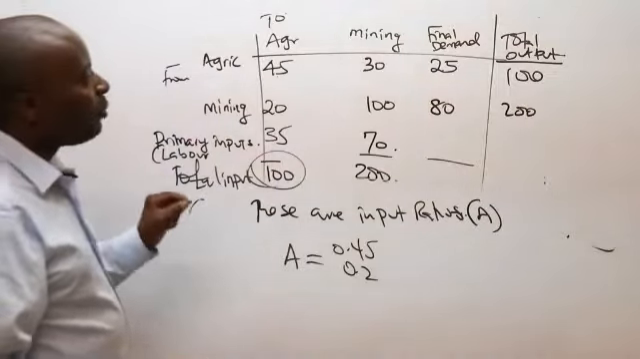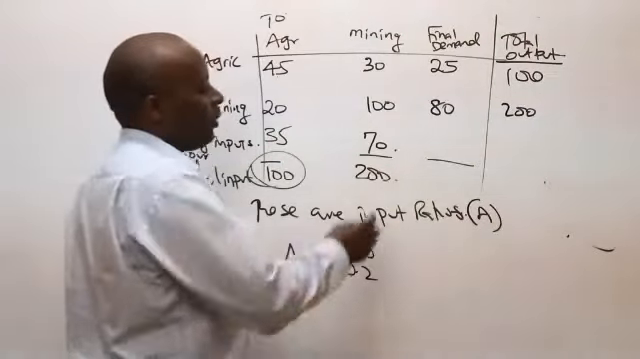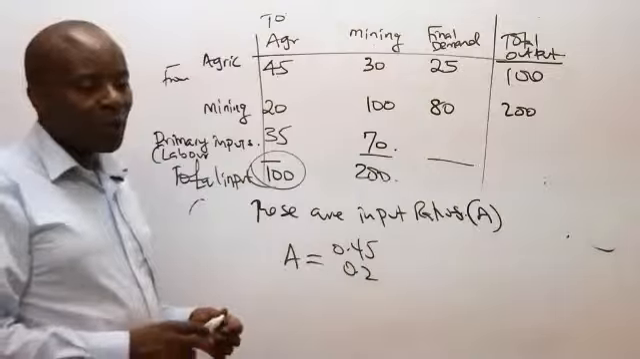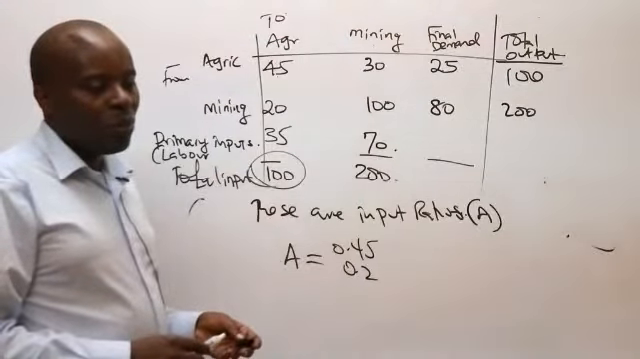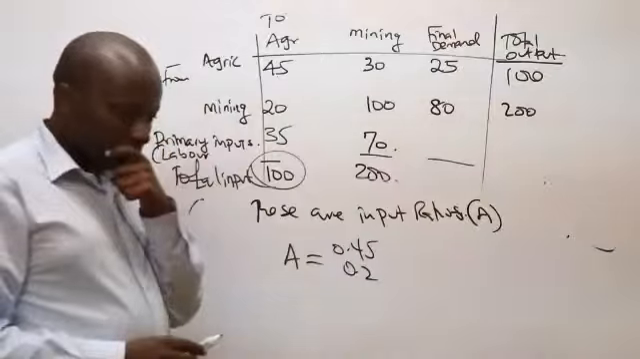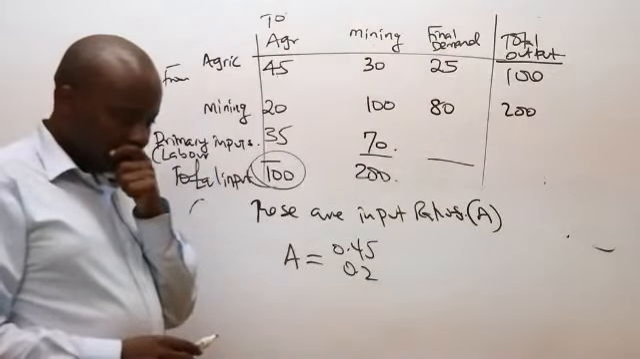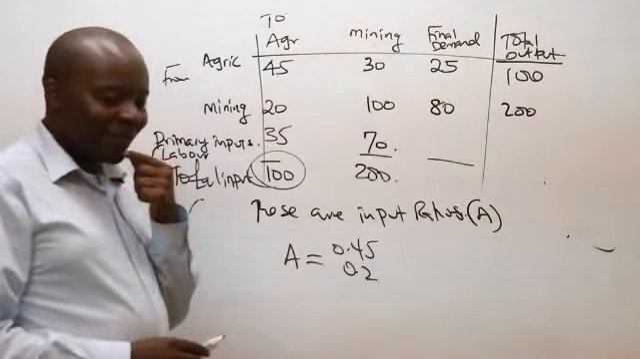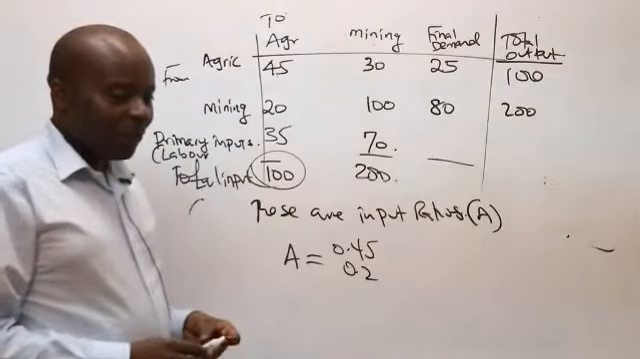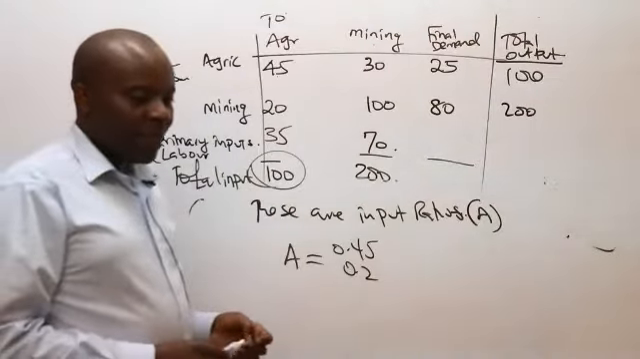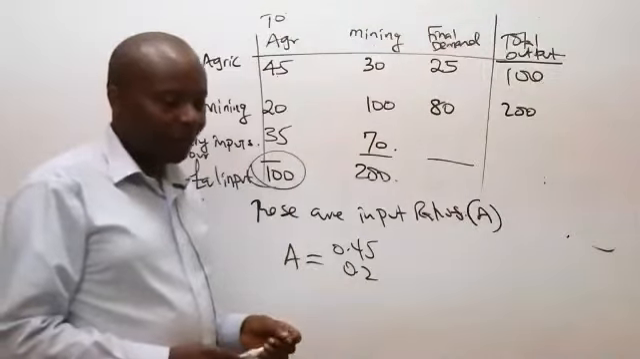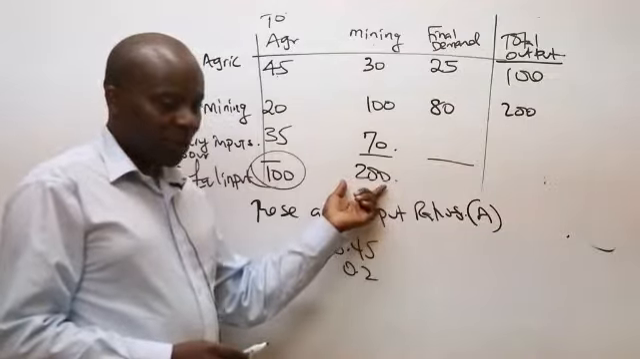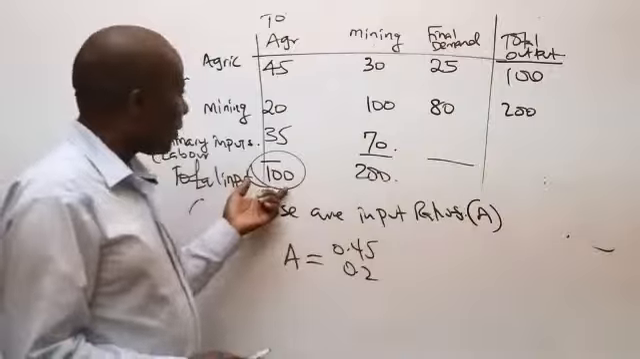How about the input ratios of mining, if you're following? What will the input ratio of mining be, somebody? Just try. 0.3 and 0.1. Thanks for trying, but be more careful. What is the total input here for mining? Not 100, it's 200. This one here was 100, so we took 45 of 100.